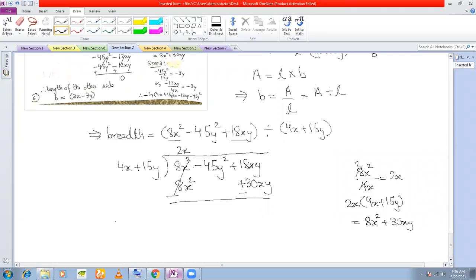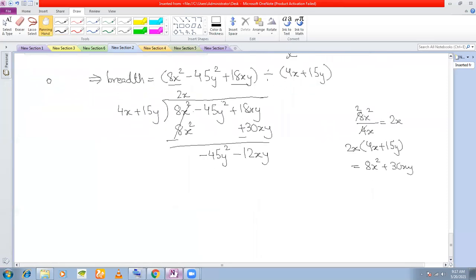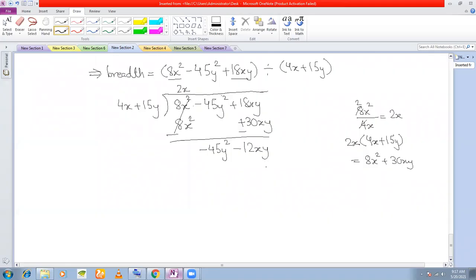This cancels. So how much do you get? You get minus 45y square. And 18 minus 30 is how much? Minus 12xy. Fine. Now again, you see that here the leading term is minus 45, right? And I take minus 45. Now, because I have a y here, I'll not take this as my leading term. This time I'll take this as my leading term because I have a y here. Understood?